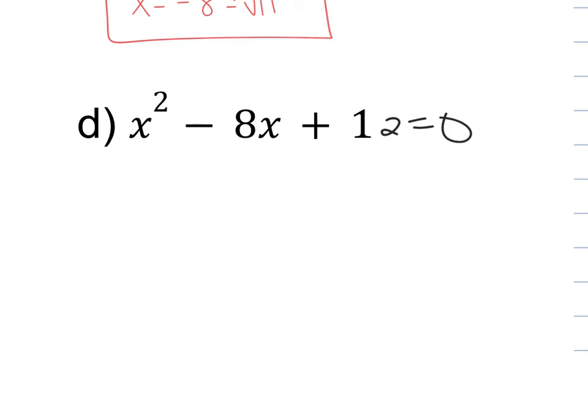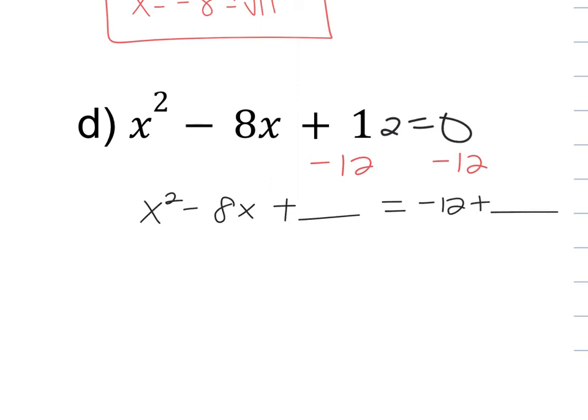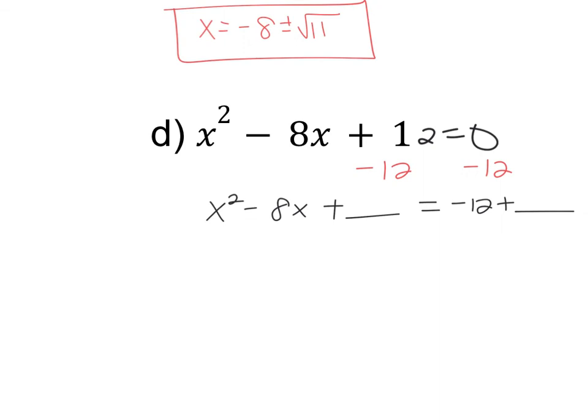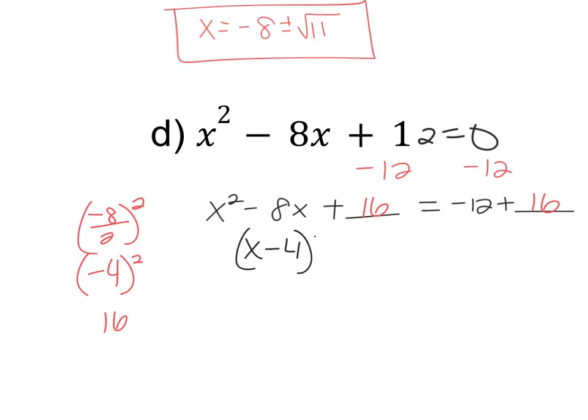So I have x squared. Oh, sorry. Going too fast. Now I'm messing up. Let's subtract the 12 over. So that'll give me x squared minus 8x plus blank equals negative 12 plus blank. So then your b is negative 8, so negative 8 divided by 2 squared would be negative 4 squared, which would be 16. Hey, this answer comes out nice. So then this would be x minus 4 squared equals negative 12 plus 16, which is 4.